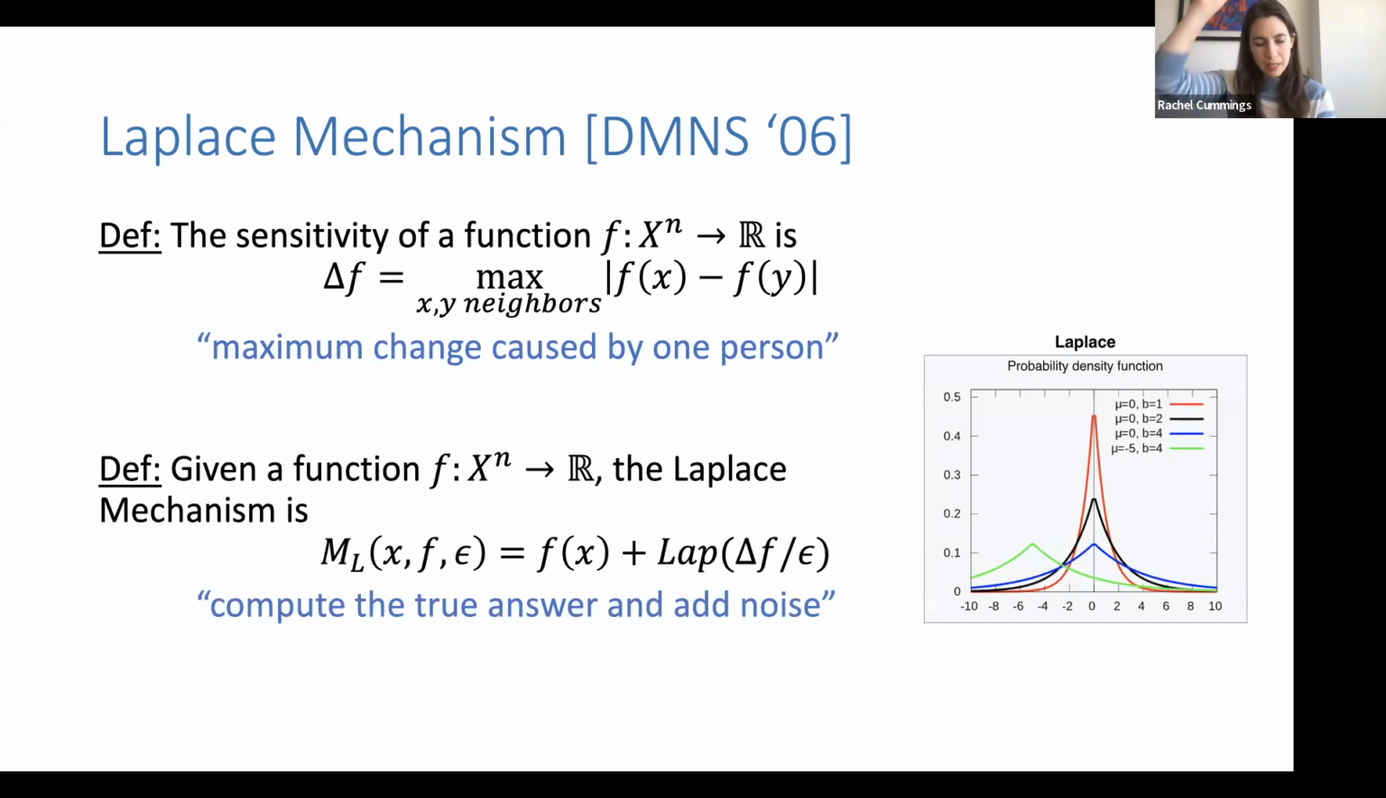And so given this, here's what the Laplace mechanism does. It's very, very simple. We just take in our database, function value, and our privacy parameter. We first compute the true answer, and then we add noise. What type of noise? Laplace noise, hence its name.